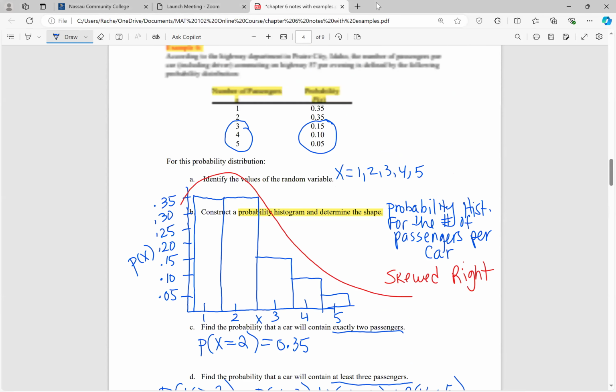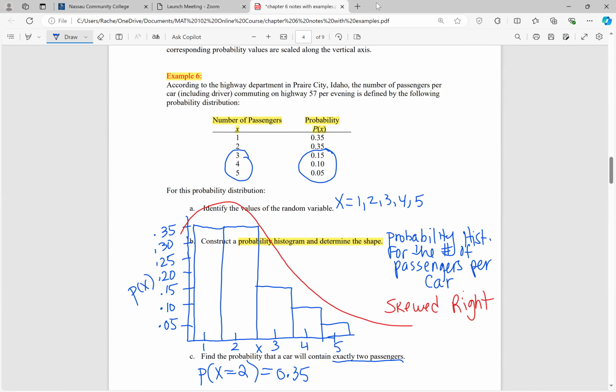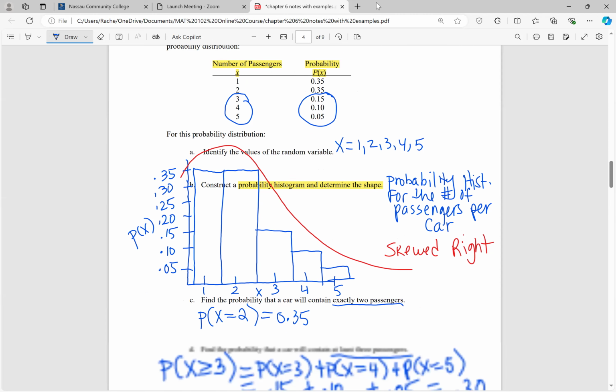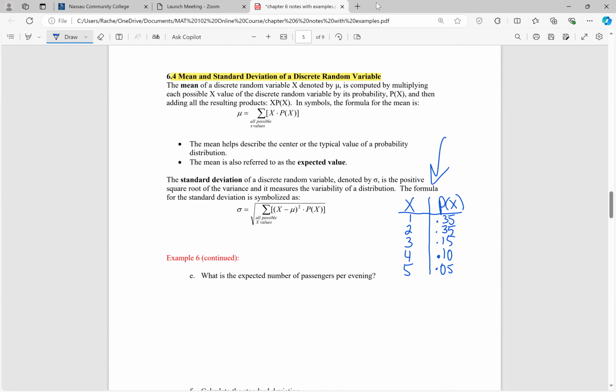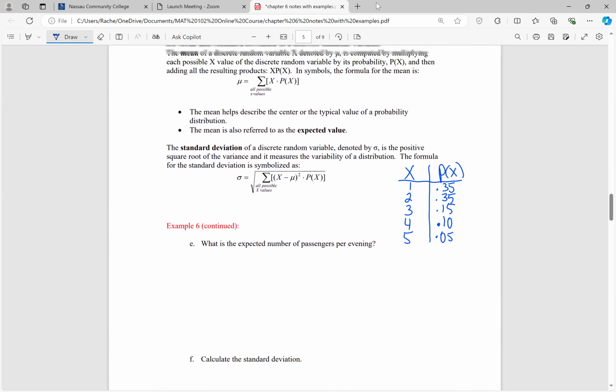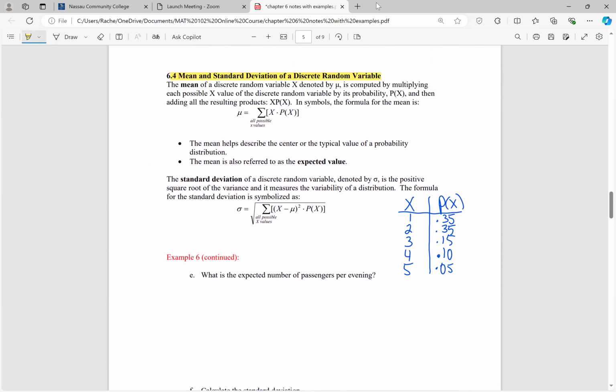Now, I just copied the discrete probability distribution for the number of passengers per car down here, just so we have it in front of us and we don't have to keep scrolling. So let's calculate the mean, which is also referred to as the expected value. Example 6 continued. What is the expected number of passengers per evening? Another word for expected is the mean.